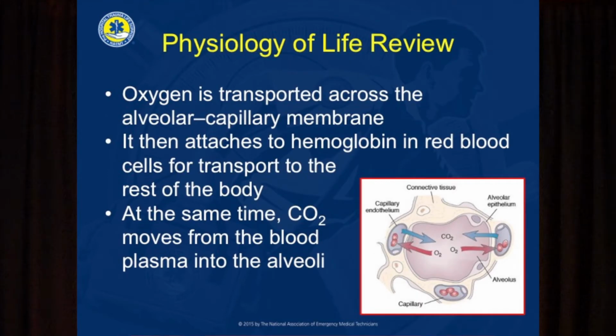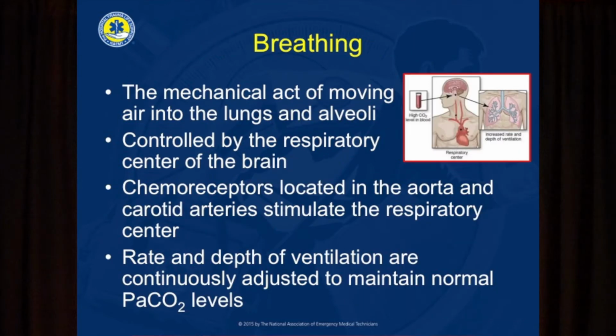So oxygen is transported across the alveolar capillary membrane. We talked about this in the earlier lectures. It then attaches to the hemoglobin. So we need to have a significant amount of red blood, and we need to have red blood that has hemoglobin. This may be a problem in some patients, especially your anemic patients, elderly patients, etc. As the oxygen is moving into the bloodstream or across the wall into the circulatory system, carbon dioxide is leaving the circulatory system and coming out into the alveoli to be exhaled.